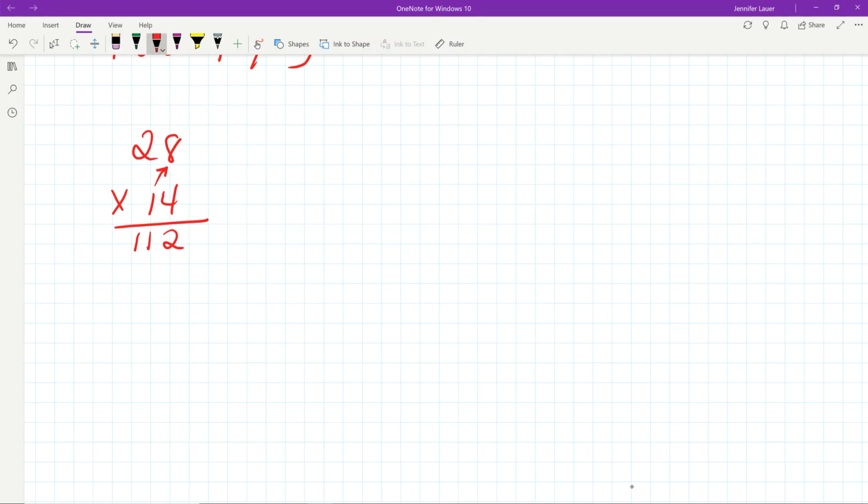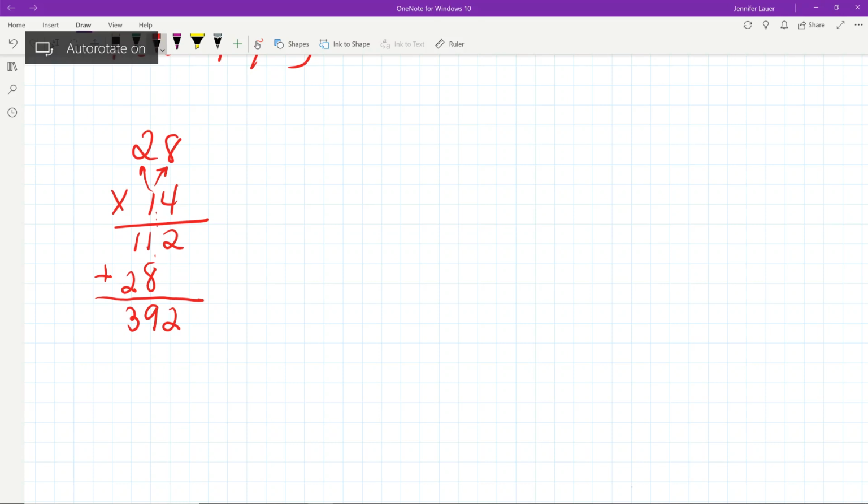1 times 8 is 8. Notice it comes directly under the 1. You're sliding in one space. And then of course 1 times 2 is 2. Now you're going to add up. This is 2, 9, and 3.